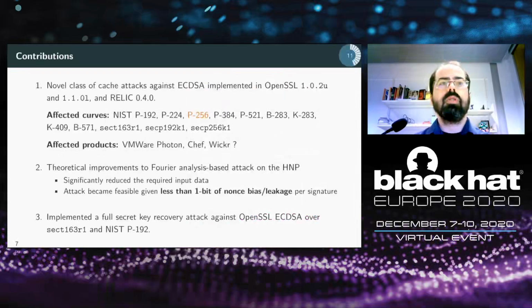Our contributions in this talk are threefold. The first one is a novel class of cache attacks against ECDSA implemented in OpenSSL versions 1.0.2u and 1.1.0l, and also the research-oriented cryptographic library called LadderLeak version 0.4.